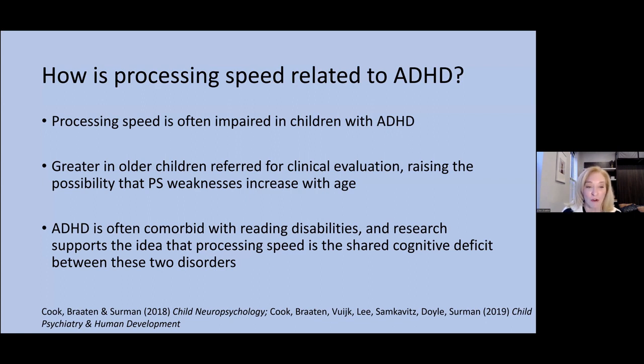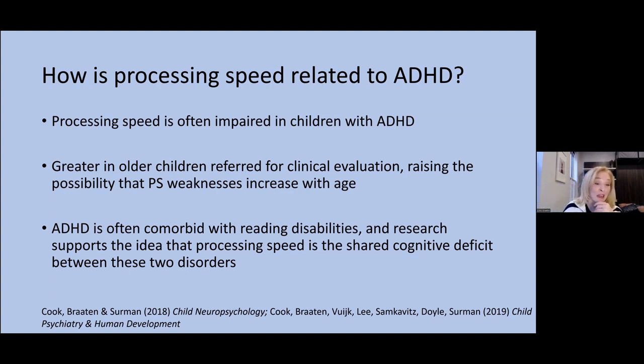One of my areas of research is in the area of processing speed and how it relates to ADHD. And processing speed is the speed at which we're able to take in information and give a response for it. And we found in my own research, processing speed is often impaired in children with ADHD. About 70% of kids with ADHD will have impaired processing speed. It's greater in older children referred for clinical evaluation, which sort of raises the possibility that that processing speed weakness may increase with age.